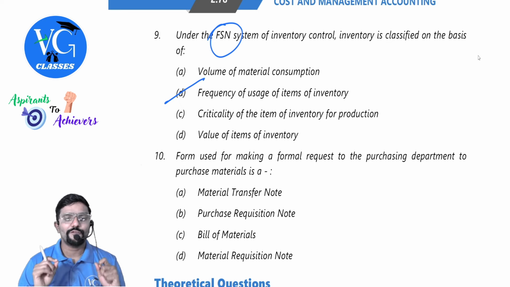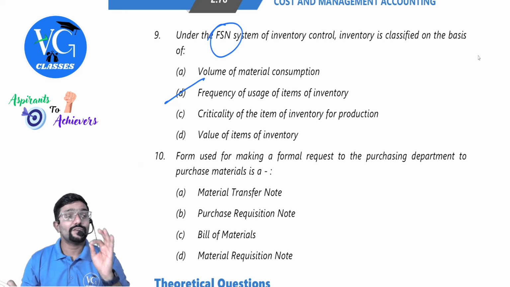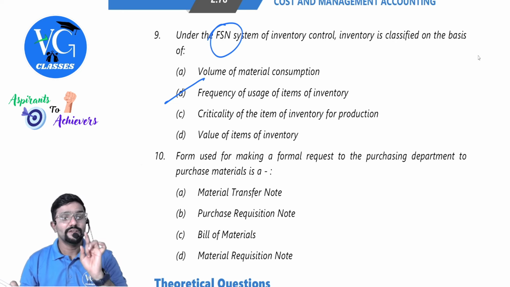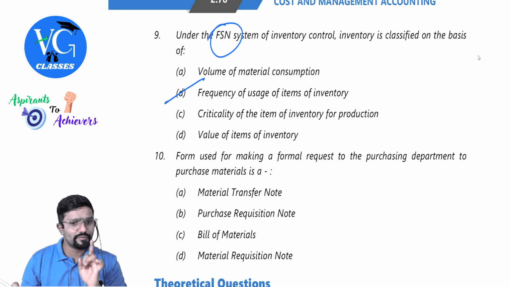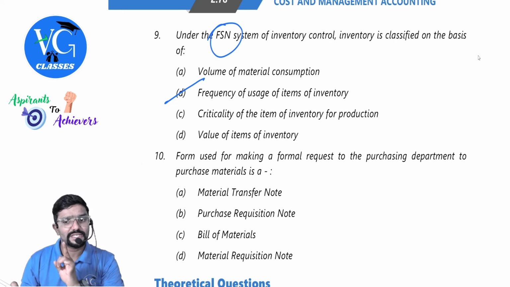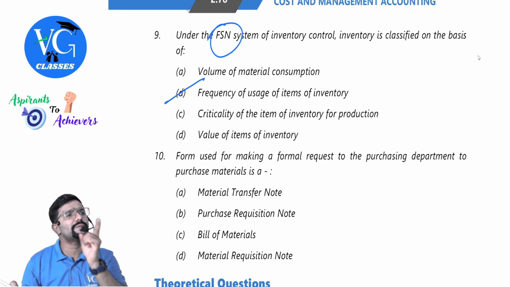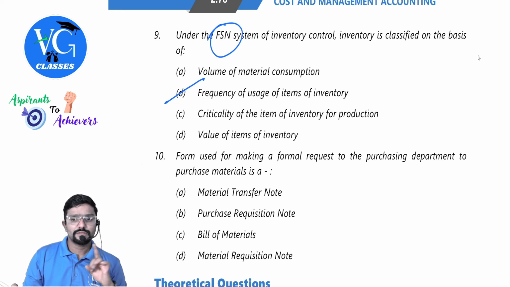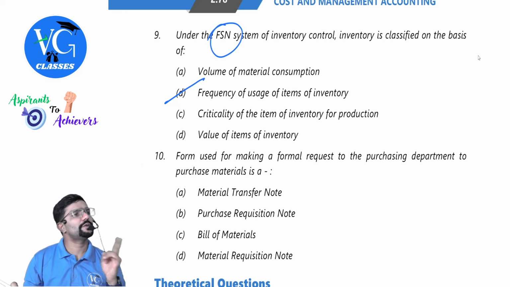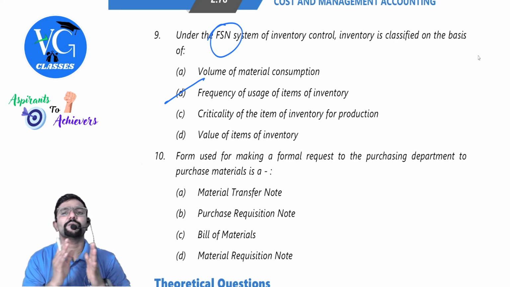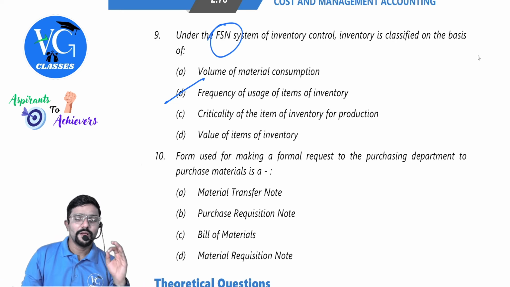Next, the last one. Form used for making a formal request to the purchasing department to purchase the material is. First of all, who is requesting whom? Stores department to purchasing department. What is that document? Purchase requisition.